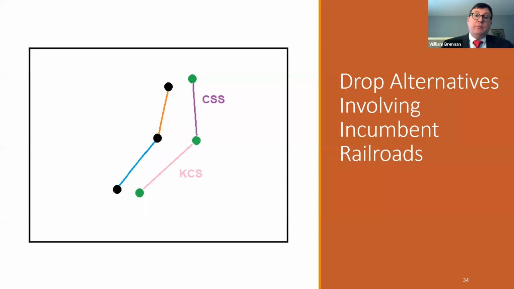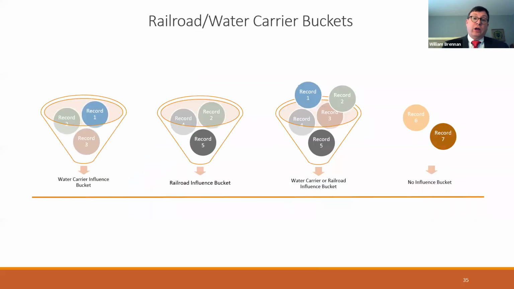If a commodity lane meets the proximity and railway network criteria, then all waybill records moving in that lane are placed into the potential rail influence bucket. If a movement has either rail or water influence attributes or both, then it's placed into the combined potential rail or water influence bucket.